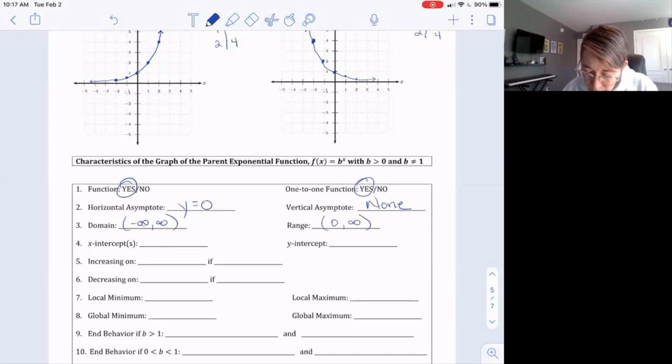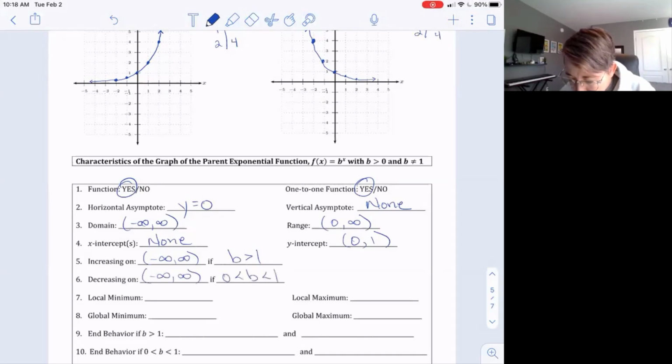There are no x-intercepts, since it doesn't cross the x-axis, and the parent function has a y-intercept at 1, so we get a 0, 1 as our y-intercept. It's increasing over the entire domain from -infinity to infinity if b is greater than 1. In other words, it's more than 100%. It's decreasing on its entire domain, -infinity to infinity, if our b is between 0 and 1.